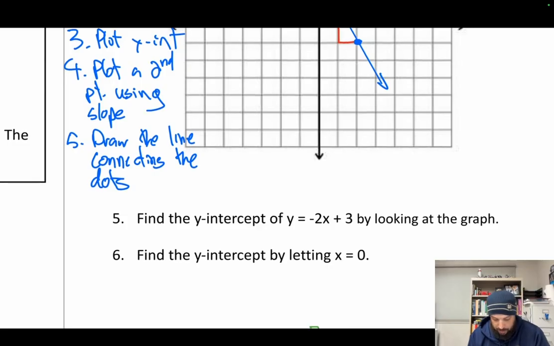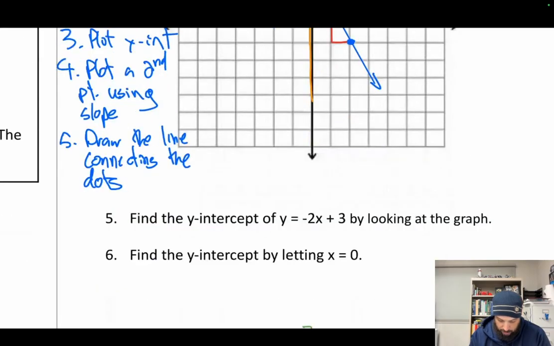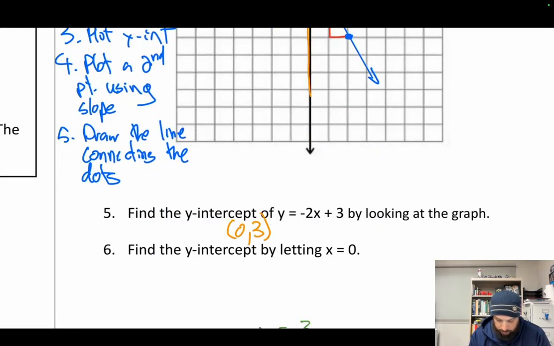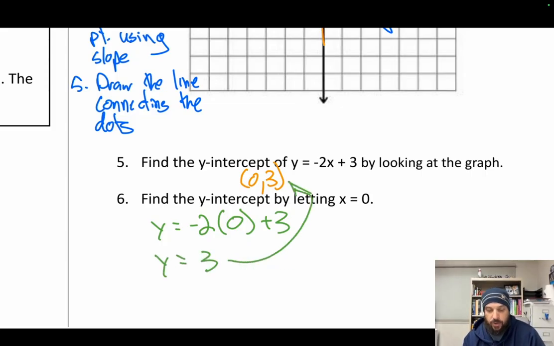All right, so as we look at 5 here, it says find the y-intercept by looking at the graph. And so just by looking at our graph, remember our y-intercept is where we cross the y-axis, so that would be that point there. So 0, 3. And then here's how we can find it if we haven't graphed it yet. And you can find a y-intercept always by this, regardless of the equation. I know our equation is in y-intercept form. But if we substitute 0 in for x, we can then solve and you get y equals 3, which gives us that same point. So just some different ways to identify important features of a graph.